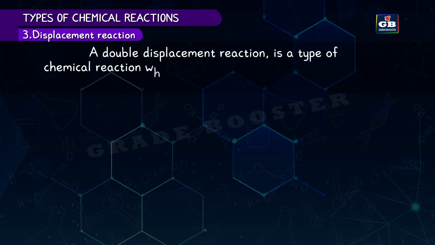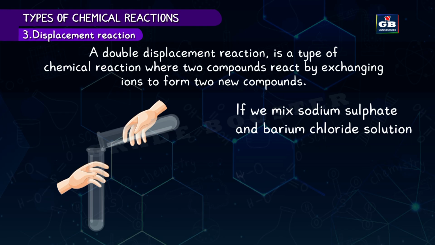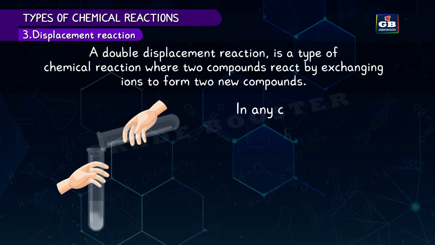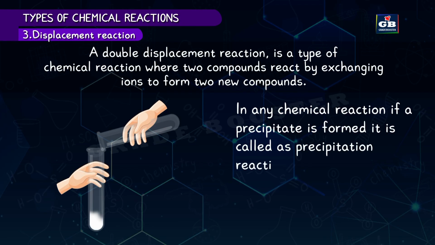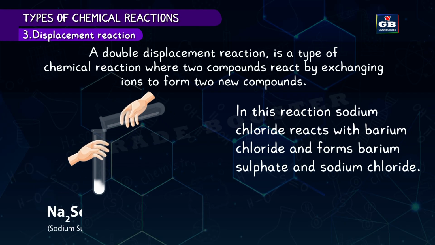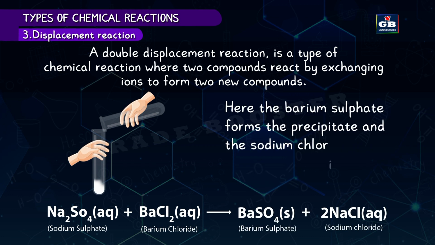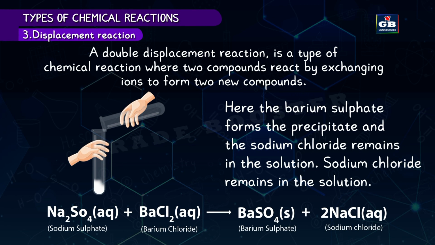A double displacement reaction is a type of chemical reaction where two compounds react by exchanging ions to form two new compounds. If we mix sodium sulfate and barium chloride solution, we get a white precipitate. In any chemical reaction, if a precipitate is formed, it's called a precipitation reaction. In this reaction, sodium sulfate reacts with barium chloride and forms barium sulfate and sodium chloride. Here the barium sulfate forms the precipitate and the sodium chloride remains in the solution.